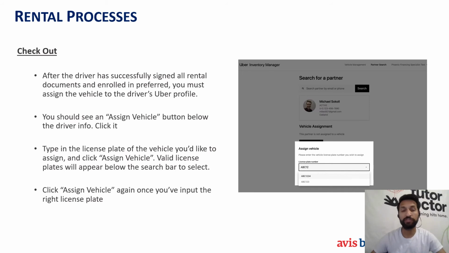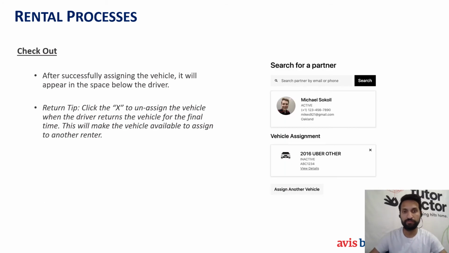The rest of the checkout process is pretty straightforward. You do it on Wizard the way you rent out a normal car, and once that process is done, under the Uber Inventory Management tool, you find the driver again and assign the car to the driver. Once you click Assign Vehicle, you will see the list of cars, or you can search by plate number and assign that car to the driver. If you by mistake assign a wrong car, then you just press X, get out of that, and reassign the right one.